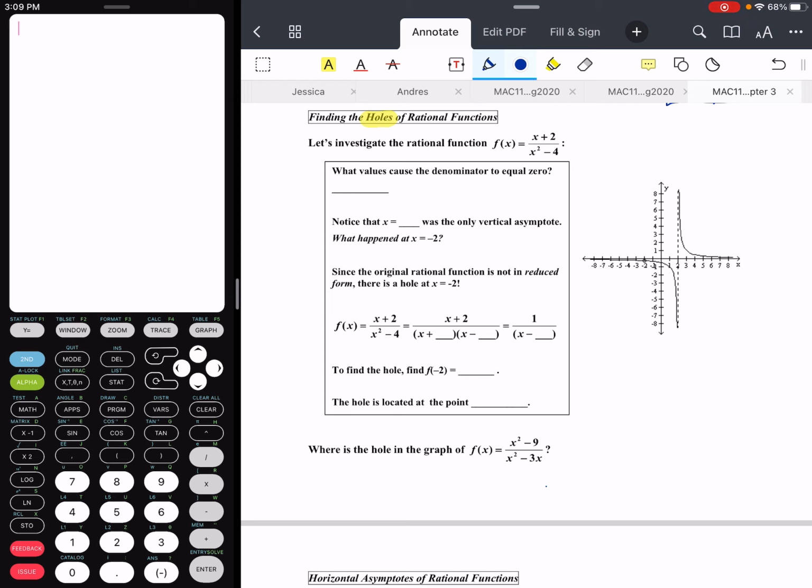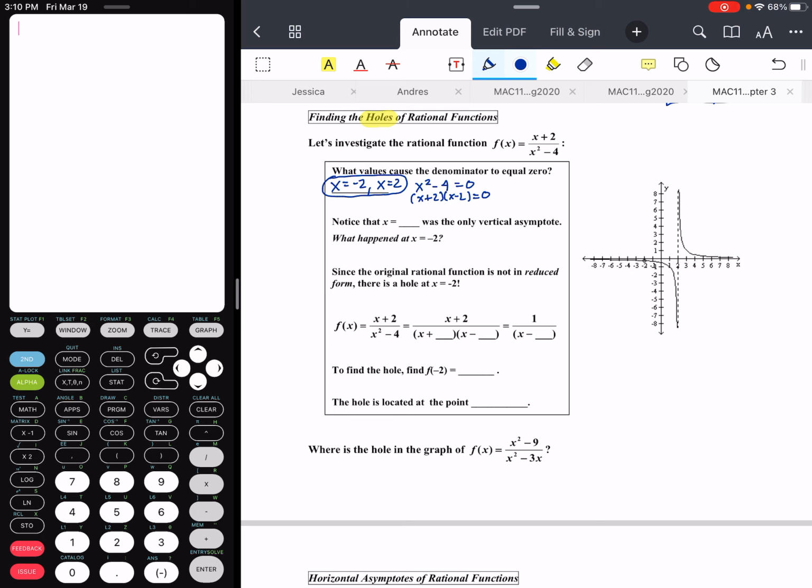All right, so first, what values cause the denominator to equal 0? So we'll take the denominator, x squared minus 4, set it equal to 0. Factor as a difference of two squares. Set each factor equal to 0, and that gives me x equals negative 2 and x equals positive 2, right? So these are the two values that create a 0 in the denominator.